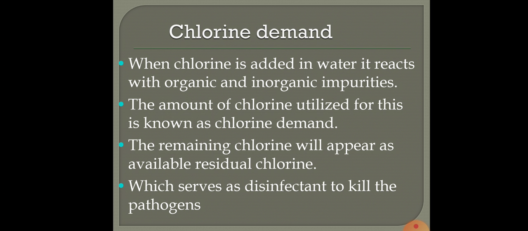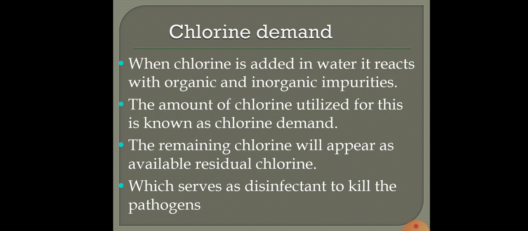After the chlorine demand is fulfilled, the chlorine will appear in the form of free available residual chlorine, that is, the chlorine existing in water in the form of hypochlorous acid or hypochlorite ions. This free available residual chlorine will serve as a disinfectant to kill the pathogens present in water. So it is very essential to provide enough time and enough dose of chlorine to satisfy these various chemical reactions and to leave some amount of unreacted chlorine as residual chlorine for the disinfection of water.